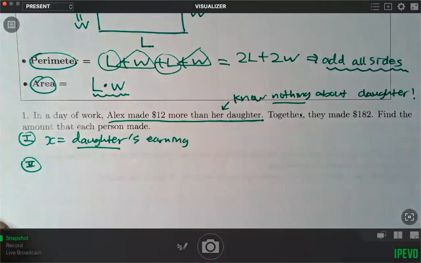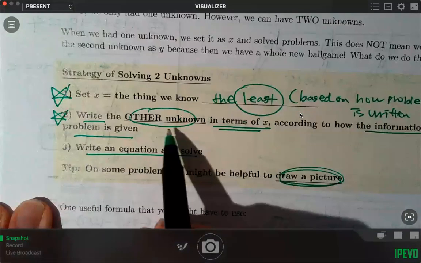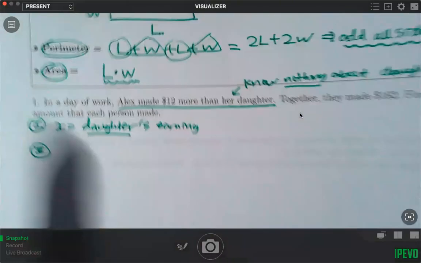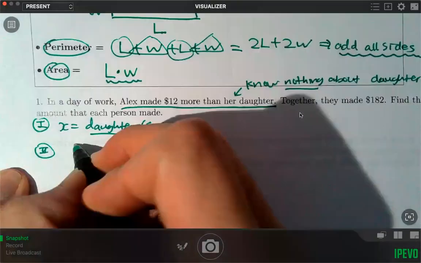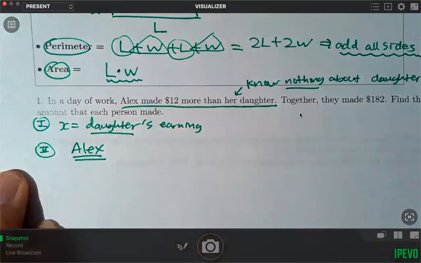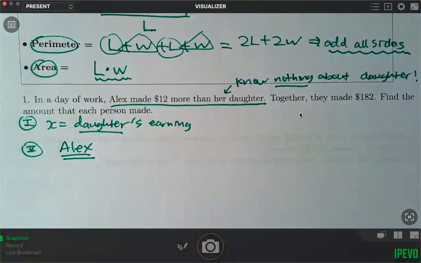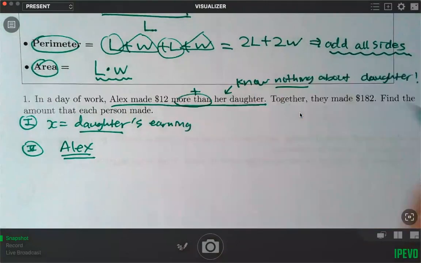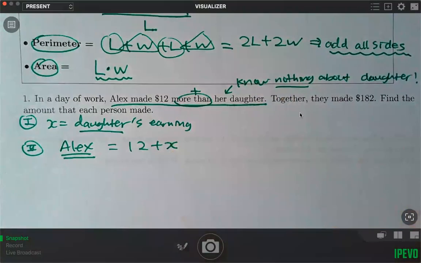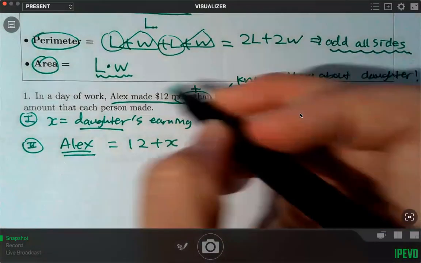And now what is step number two? By going back to the strategy, express the other unknown in terms of X. So the other unknown means what? Alex, right? So can you express Alex's earning using X? What do you get? $12 plus X. Do you see that? Because more than means what? Addition, right? So this is 12 plus X, not 12 times X. Be careful.